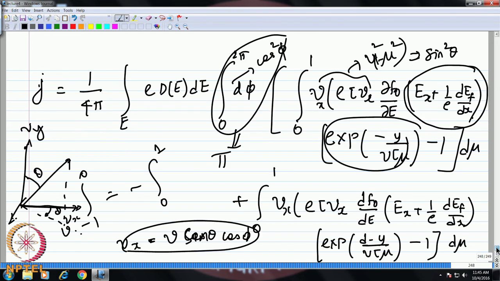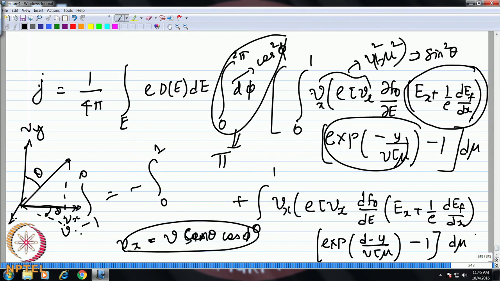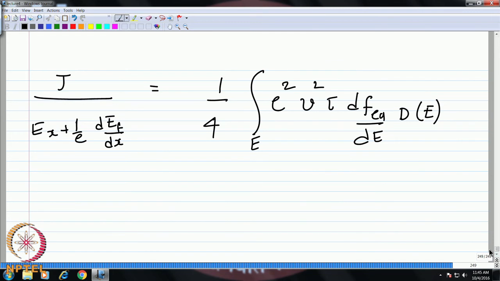So, we have a very lengthy expression here. Okay. So, therefore, there is an E here and E here. So, we have E square, okay, and we have V square df naught by dE d of E dE. So, this is a common term, E of x plus 1 by E dE EF by dx, taken out and to the other side. Okay. So, we have this term here and the others are all dependent on mu.